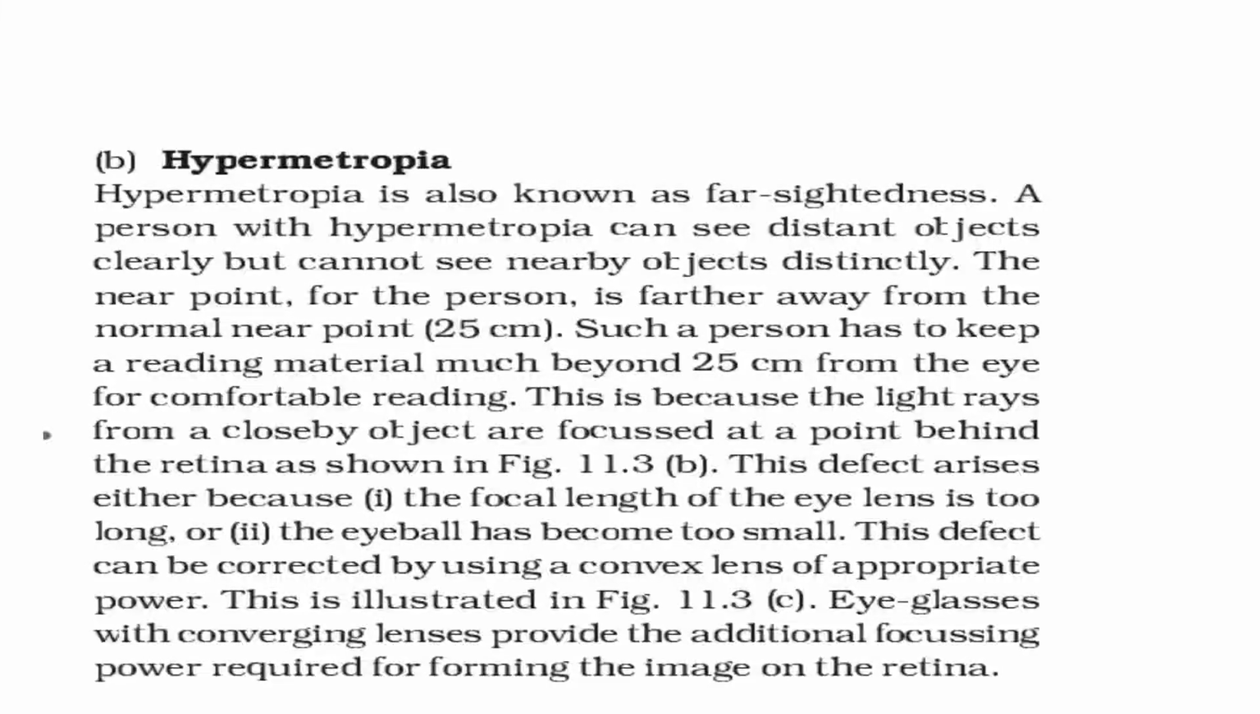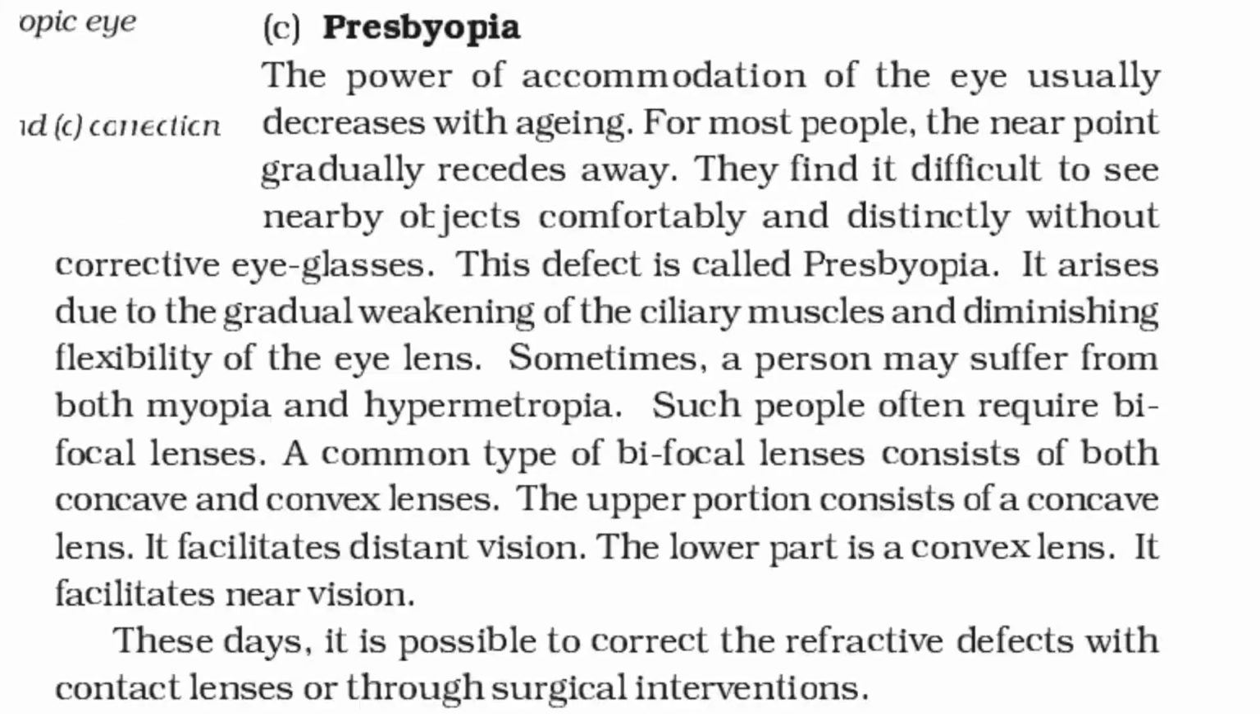This defect arises either because the focal length of the eye lens is too long or the eyeball has become too small. This defect can be corrected by using a convex lens of appropriate power. This is also illustrated in figure 11.3 C part. Eyeglasses with converging lenses provide the additional focusing power required for forming the image on the retina.